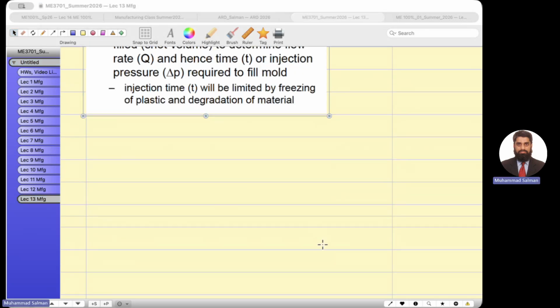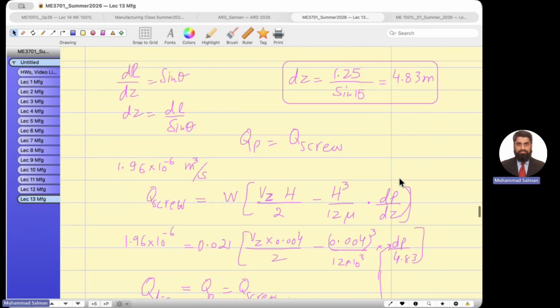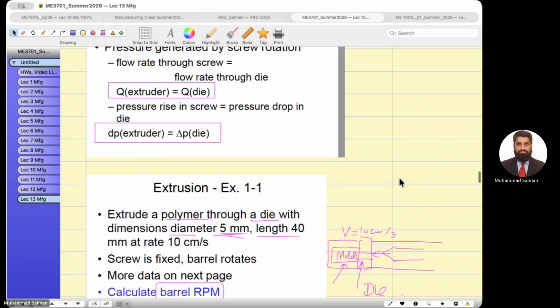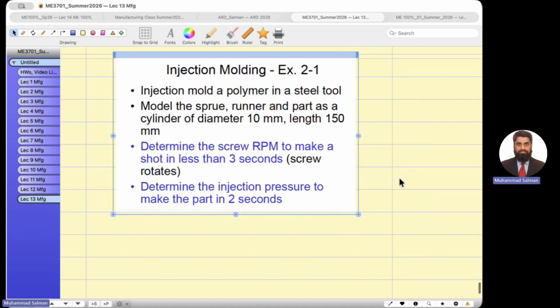Okay, now what happens? Injection mold a polymer in a steel tool, model the sprue, runner and the part as a cylinder of 10 millimeter diameter. Length is 150. How much is the length? 150. Before that, the length was 40 here. Now it's 150. Determine the screw RPM. Make a shot in less than 3 seconds.